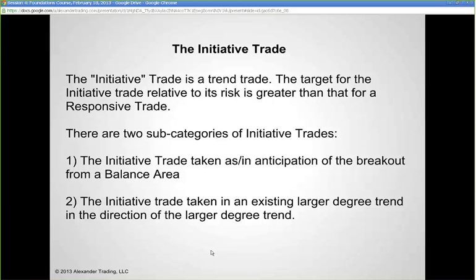Now, there are two subcategories of initiative trade. There is the initiative trade that I just described, taken in anticipation of the breakout from a balance area. And then there is the initiative trade taken once the move has begun, but you're not on board. It's like the trades when I'm doing the BBSA, and I'll say, we would favor short trades in this market against this conviction. You've heard me say that now for weeks in the British pound and the Canadian dollar and some of these other markets.